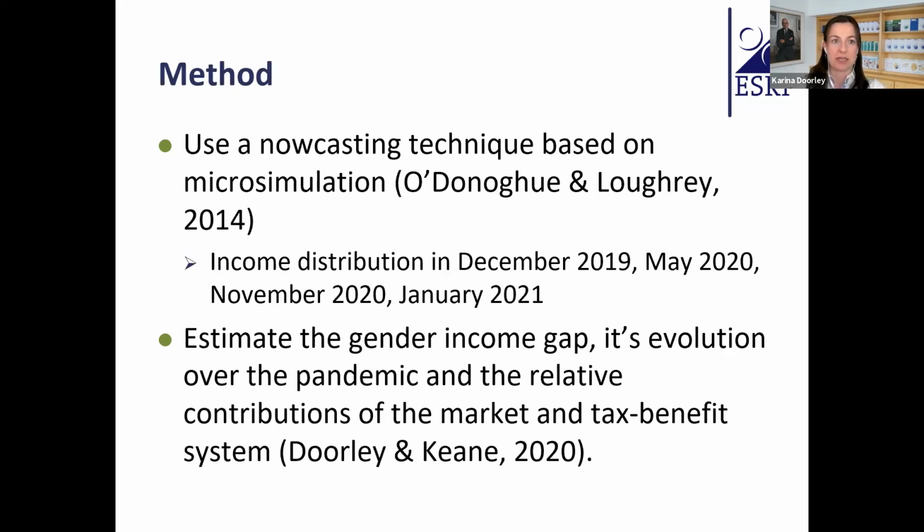So obviously we don't have up-to-date survey data for this whole time period. So like Xavier did, we're using a nowcasting technique based on microsimulation to calibrate the income distribution to December 2019 for a start. So that's our pre-pandemic period. And then we calibrate to three points of the pandemic: May 2020, November 2020, and January 2021. And we estimate the gender income gap at each point during the pandemic and its evolution, following loosely the methodology I outlined in the last paper. We estimate the relative contributions of the market and the tax benefit system to its evolution.